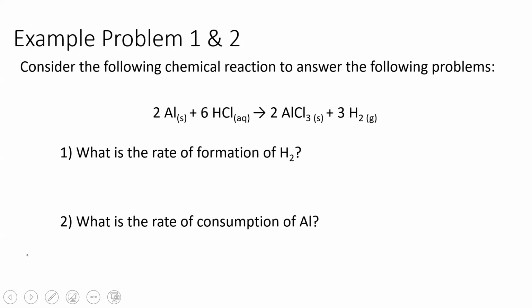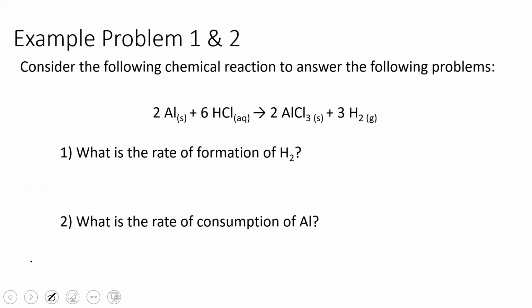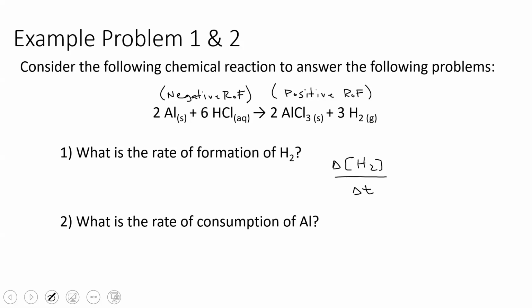So if it ever says what is the rate of formation, we have a template that we can follow. So we're going to use the change in concentration of whatever we're talking about. So in this case, it's H2. And we're going to put that over a change in time. Now, anything that's on the right side is being formed, so it's going to have a positive rate of formation. And anything on the left is being used up, so it's going to have a negative rate of formation. So because H2 is on the right, we have a positive rate of formation.